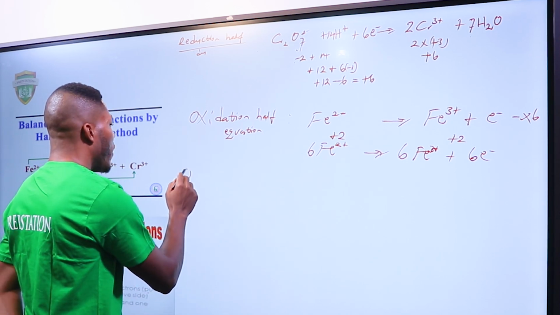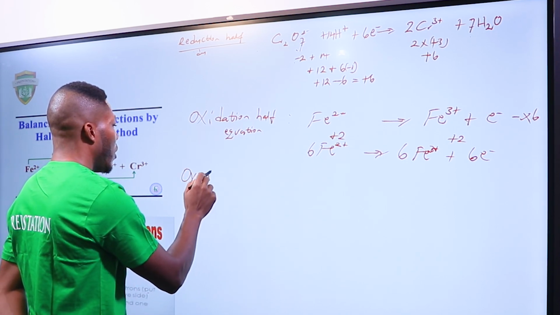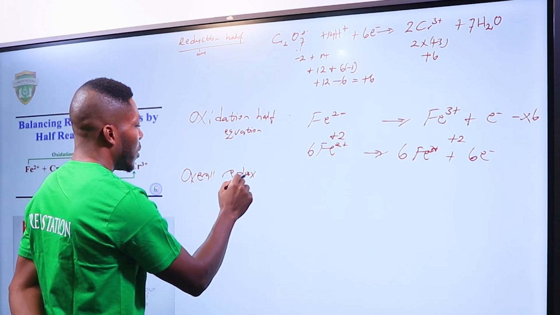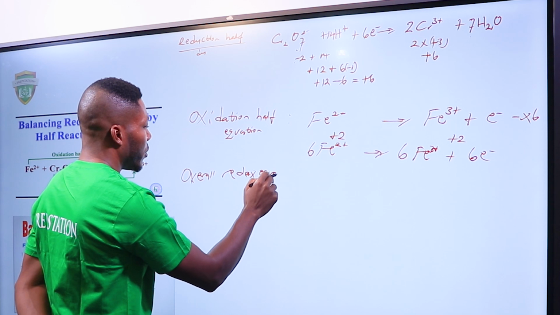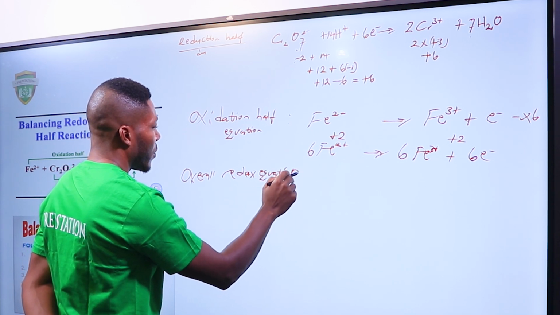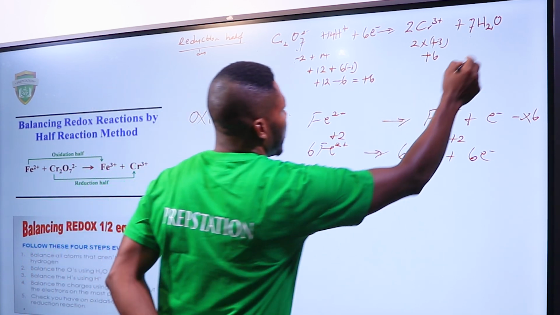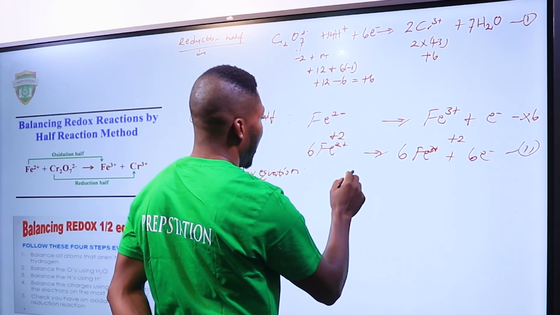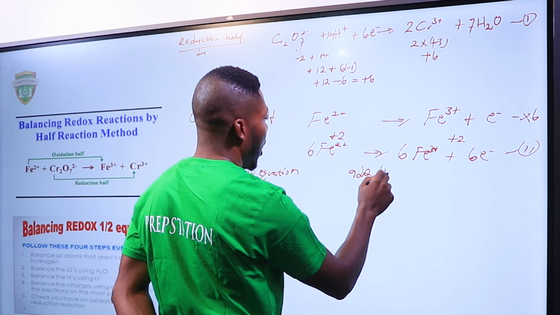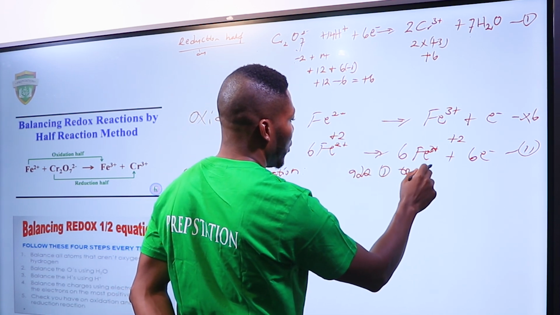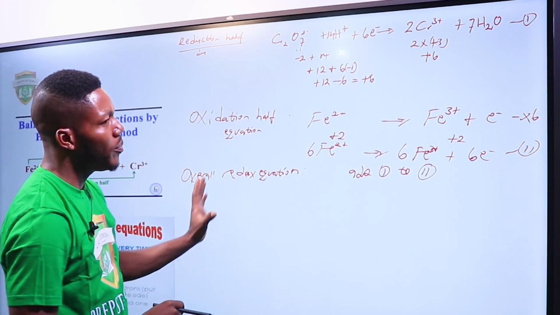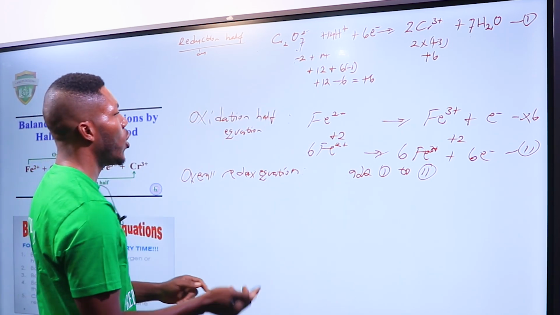So we call the overall redox equation. What would I do? Call this equation 1, call this equation 2, and now add equation 1 to 2. How do you add this one to the 2? Reactant to reactant, product to product accordingly. So how do I start?